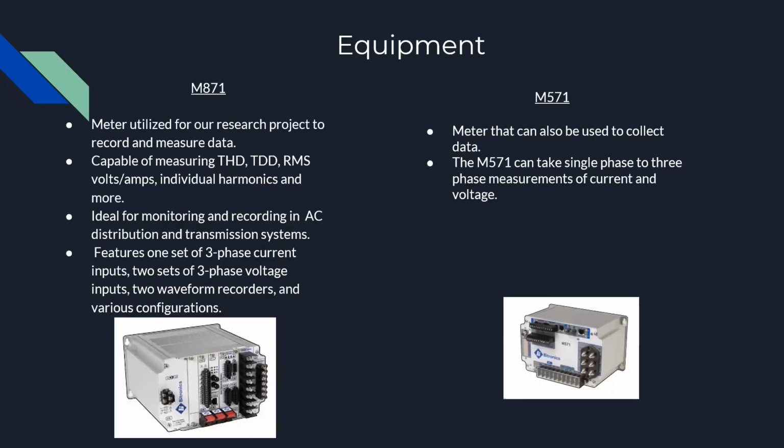Equipment. The first piece of equipment was the M871. This meter was utilized to record and measure data. It's capable of measuring THD, TDD, RMS volts and amps, individual harmonics, and more. It's ideal for monitoring and recording AC distribution and transmission systems. It features one set of three-phase current inputs, two sets of three-phase voltage inputs, two waveform recorders, and various configurations. The next piece of equipment is the M571, and it was also used to collect data. It can take single phase to three-phase measurements of current and voltage.